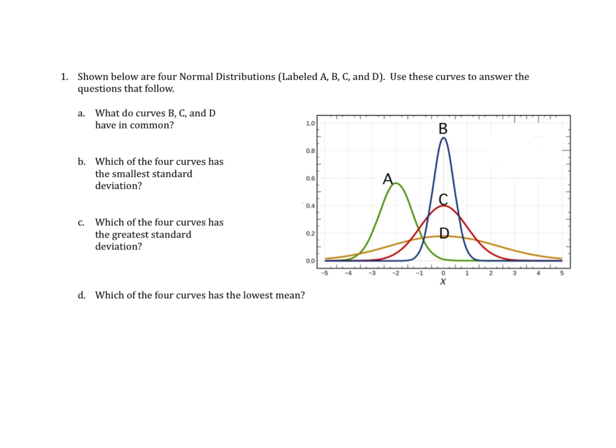Here's an example. Shown below are 4 normal distributions labeled A, B, C, and D. Use these curves to answer the questions that follow. What do curves B, C, and D have in common? Well, since they're all normal curves, they're all symmetrical about the mean. They are all bell curve shaped. And curves B, C, and D all have that same line of symmetry, and that is the mean, so they have the same mean.